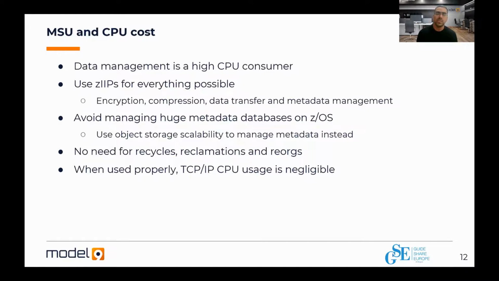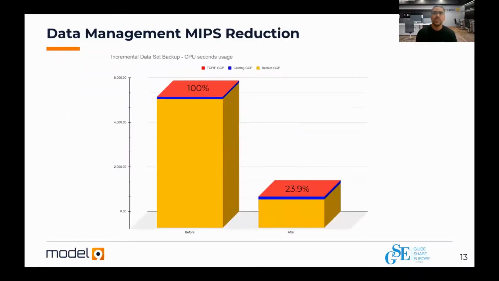There is a misconception that TCP/IP usage is going to be really high now that you're pushing all the data through TCP/IP. I'm going to show you in a second how this looks before and after. So this is a nice slide showing data management running before and after working with object storage and zIIP engines and TCP/IP. On the left, you can see the data management part, the backup, running on general processors. It's really the highest consumer of CPU. On top of that, you have some catalog processing if this is an incremental backup, which in this example it is, and there is zero TCP/IP usage in the before scenario.